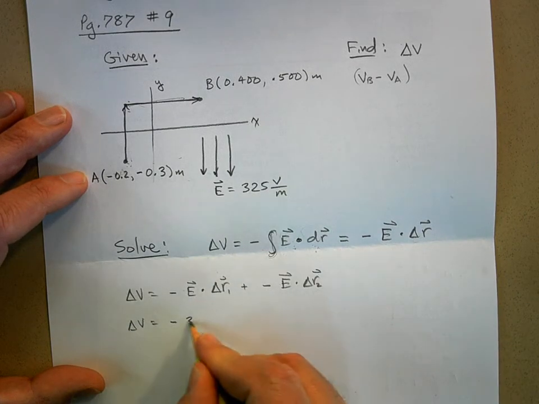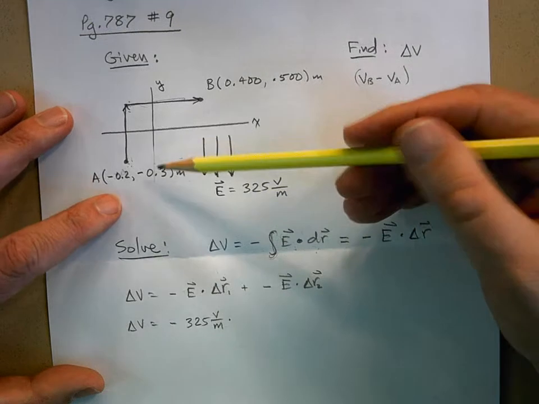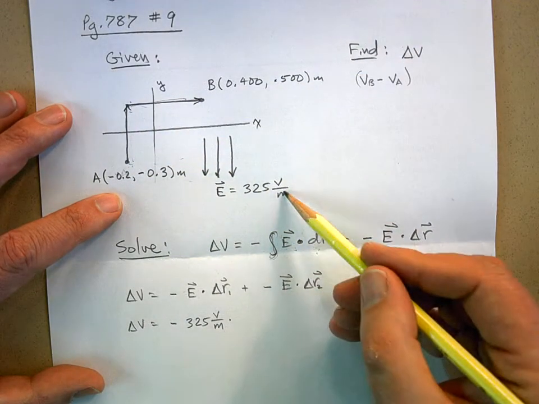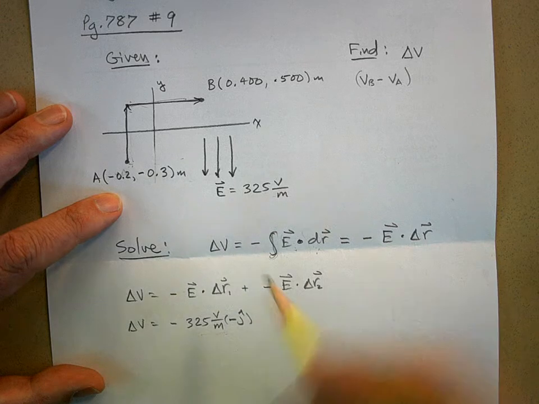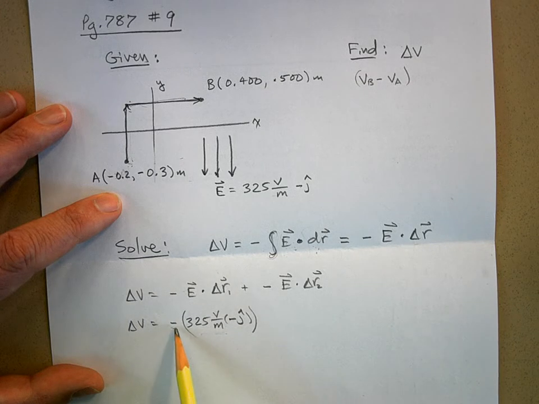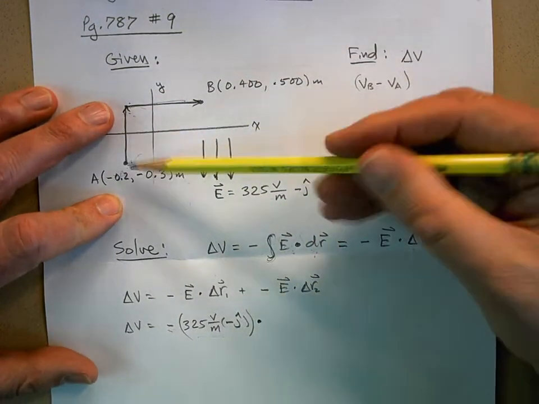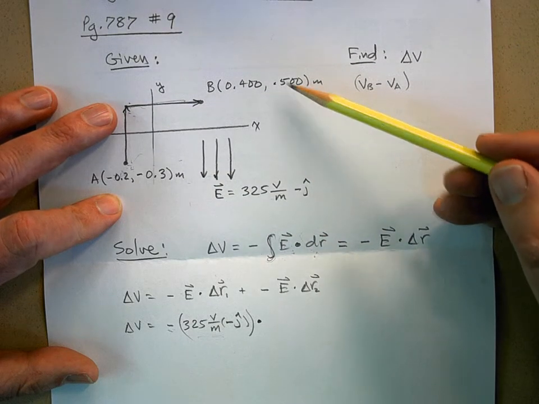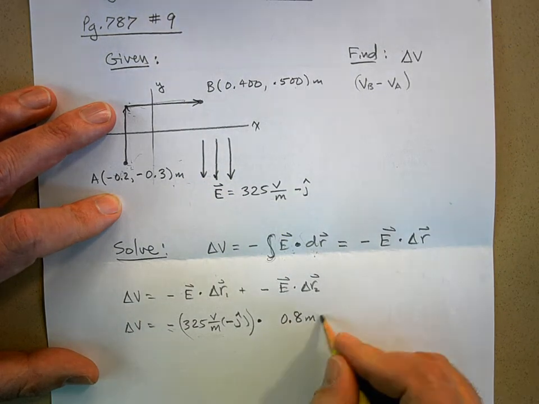All right, so now delta V is equal to negative 325 volts per meter times, well, what is delta R1? You're going in an upward direction. First of all, I have to put a direction on this. This electric field is in the negative j hat direction. So negative j hat, and that negative is already there, so these negatives are going to cancel in a second. Then dotted with delta R. Going from here to here, it's really just changing the y value. So it's going to be 0.5 minus negative 0.3, or 0.8 meters in the j hat direction.